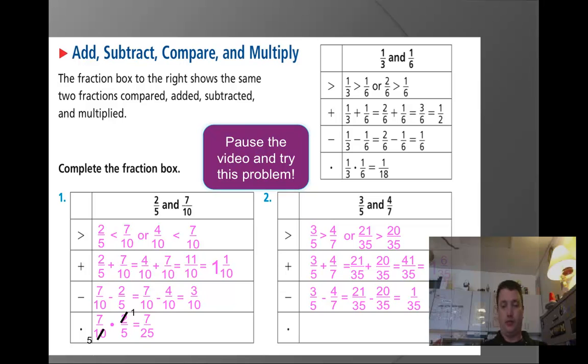Okay? Next one, multiplication. 3/5 times 4/7 equals. Okay, well, neither of these are factors of the other number, so I just got to go. That's going to give me 12/35. I'm done. I can't simplify.